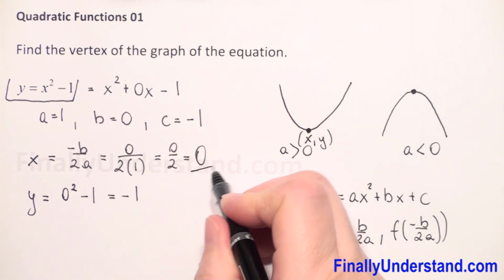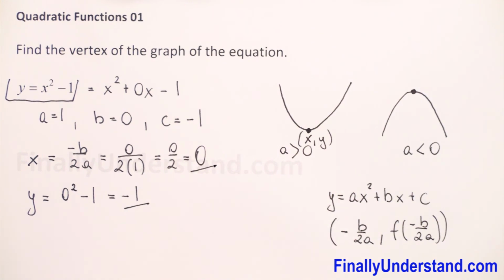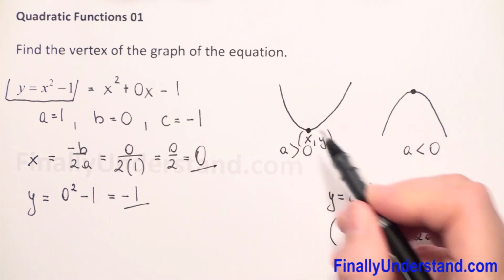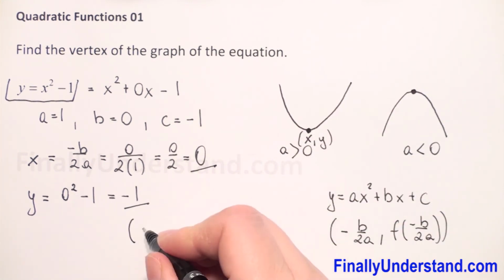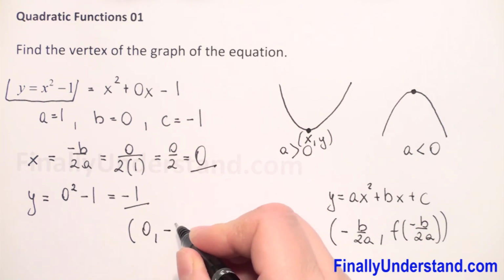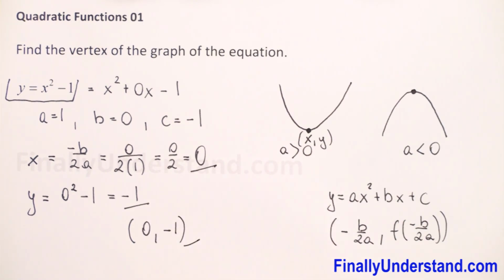So we found x and we have y. So the coordinates of our vertex are 0, negative 1. This is my solution.